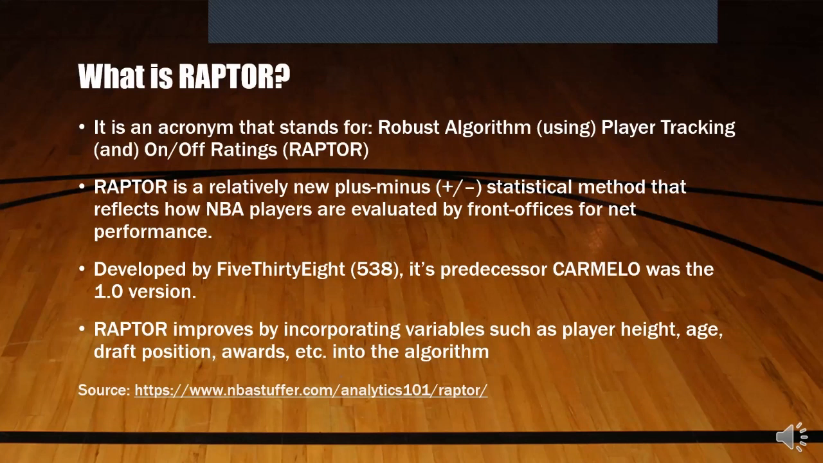So, what is Raptor? Raptor is an acronym that stands for Robust Algorithm Using Player Tracking and On-Off Ratings. Raptor is a relatively new plus-minus statistical method that reflects how NBA players are evaluated by front offices for net performance. It was first developed by 538, and its predecessor, named Carmelo, was essentially its 1.0 version. Raptor improves on Carmelo by incorporating variables such as player height, age, draft position, awards, etc., all into the algorithm.